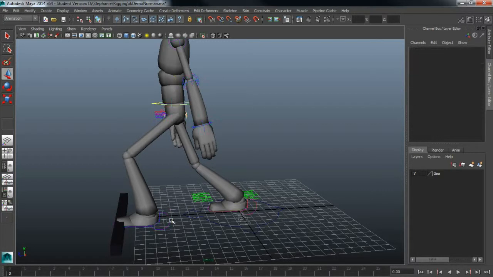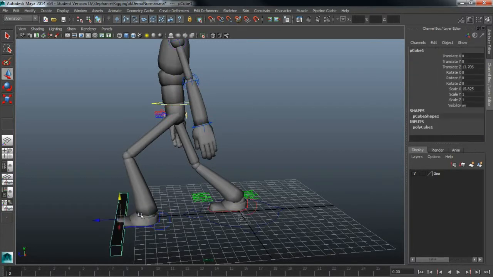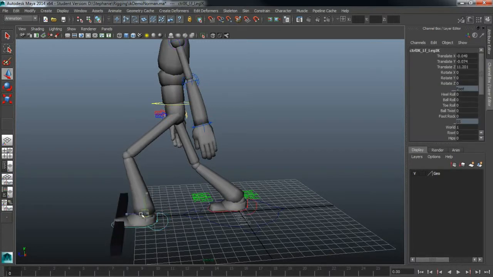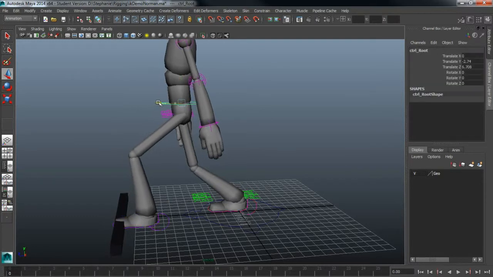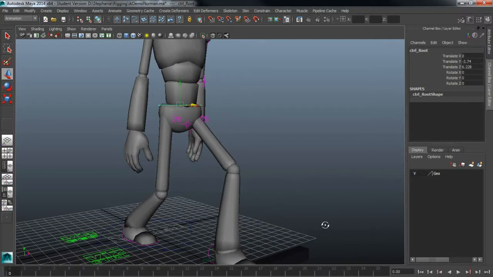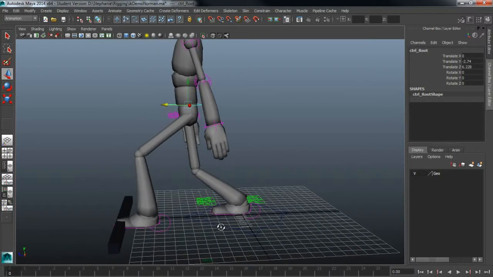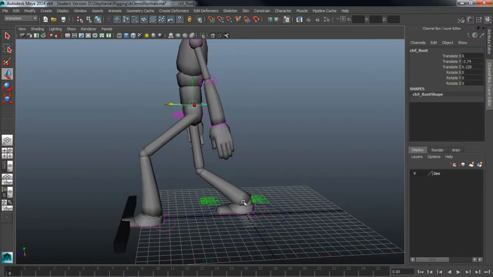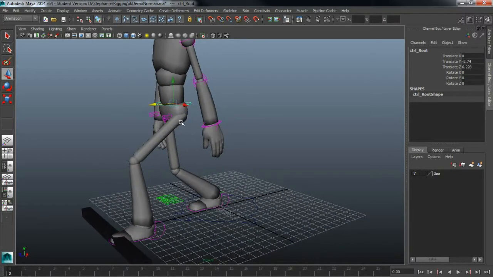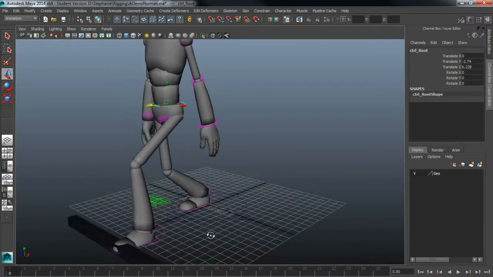So now I only have to worry about 3 controls, right? These 2 foot controls and hip controls, right? Now, obviously, I could put a bend in these feet and things like that. But for right now, we're just concentrating on the leg where the IK is, right?